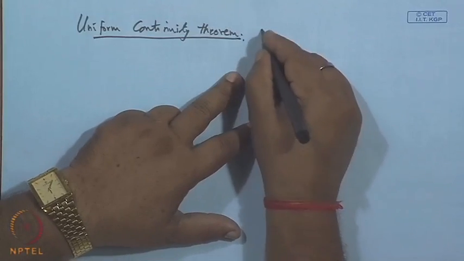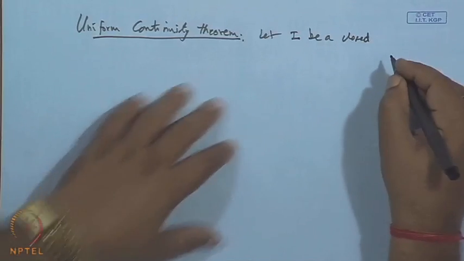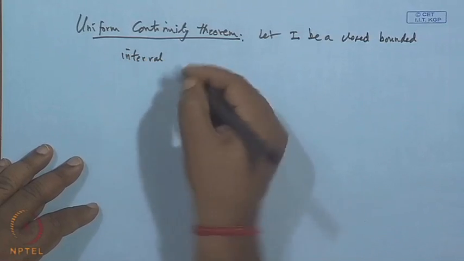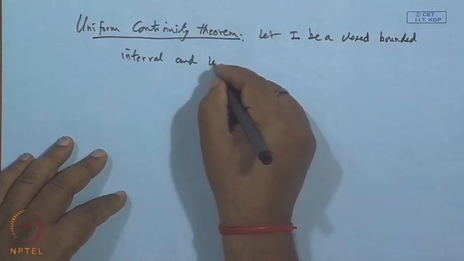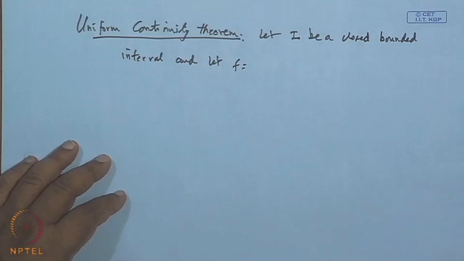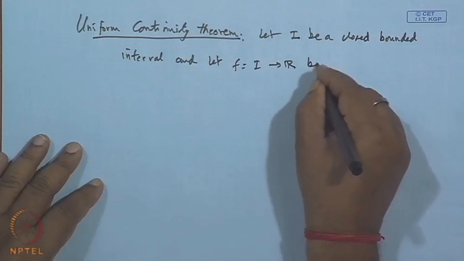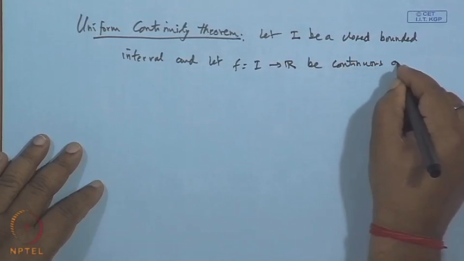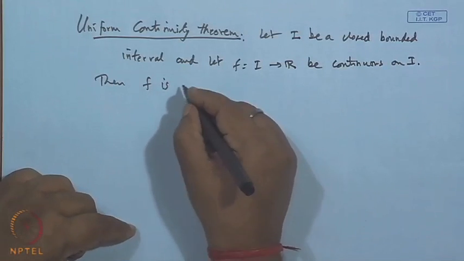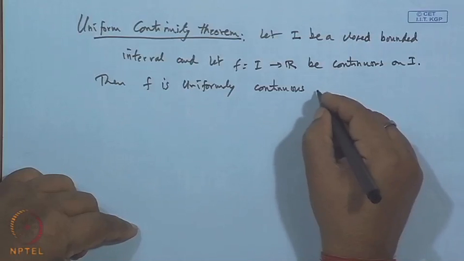The theorem says: let I be a closed, bounded interval and let f, which is a mapping from I to R, be continuous on I. Then f is uniformly continuous on I.